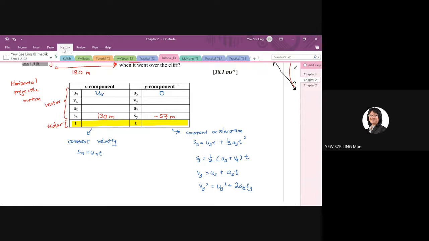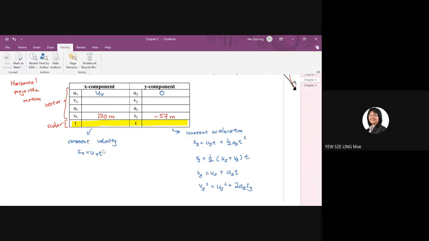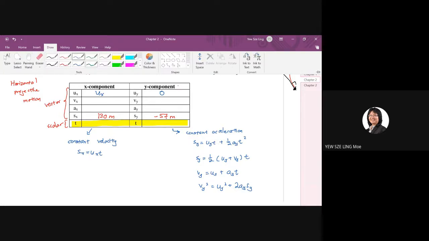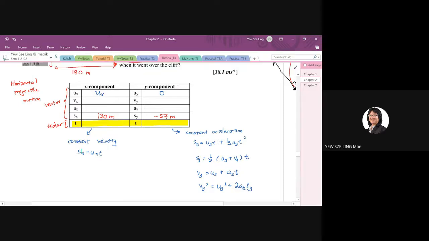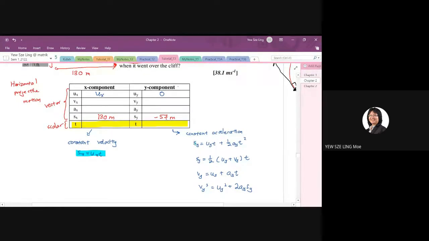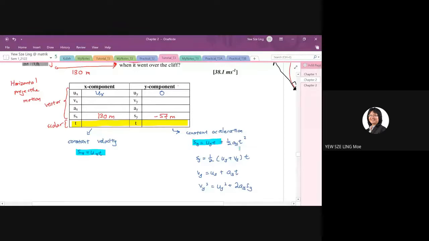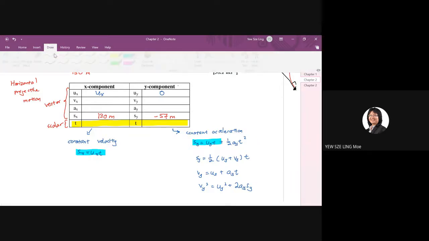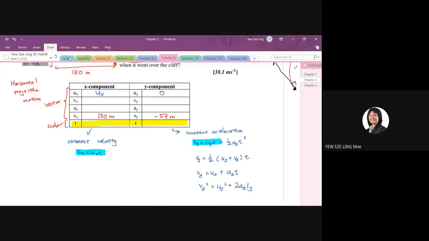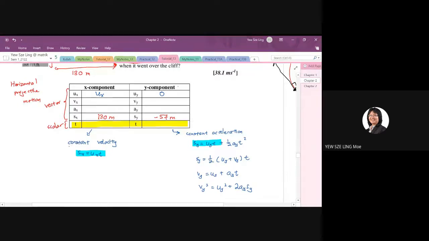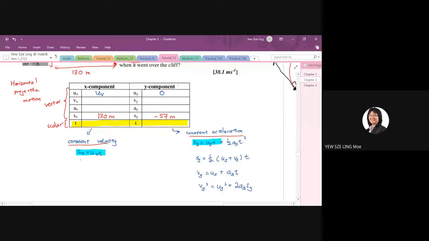If you notice, s equals ut, sx equals uxt, actually comes from this equation, where we assume acceleration is equal to 0 because there's no air resistance. Therefore, for constant velocity, we use only one equation, which is s equals uxt. So now let us complete the table based on these two statements: constant velocity and constant acceleration.